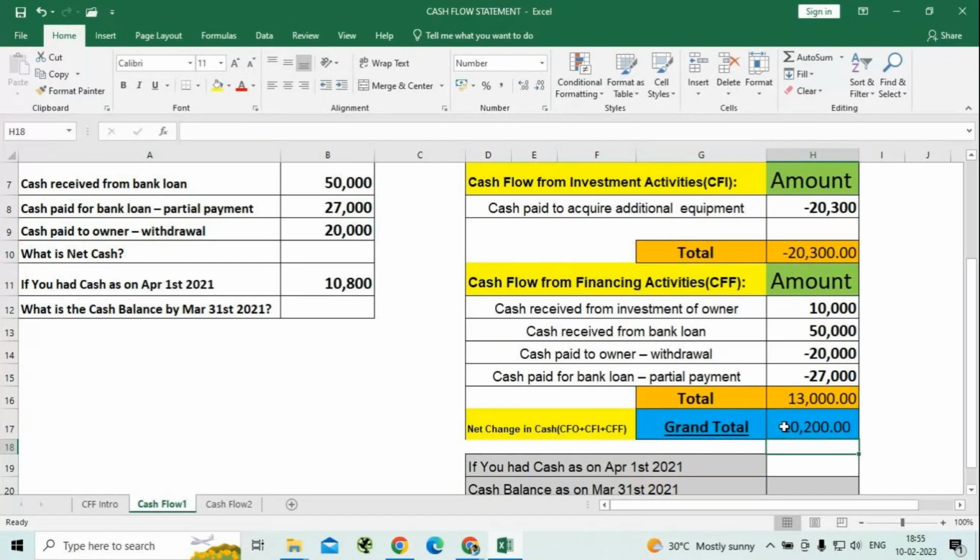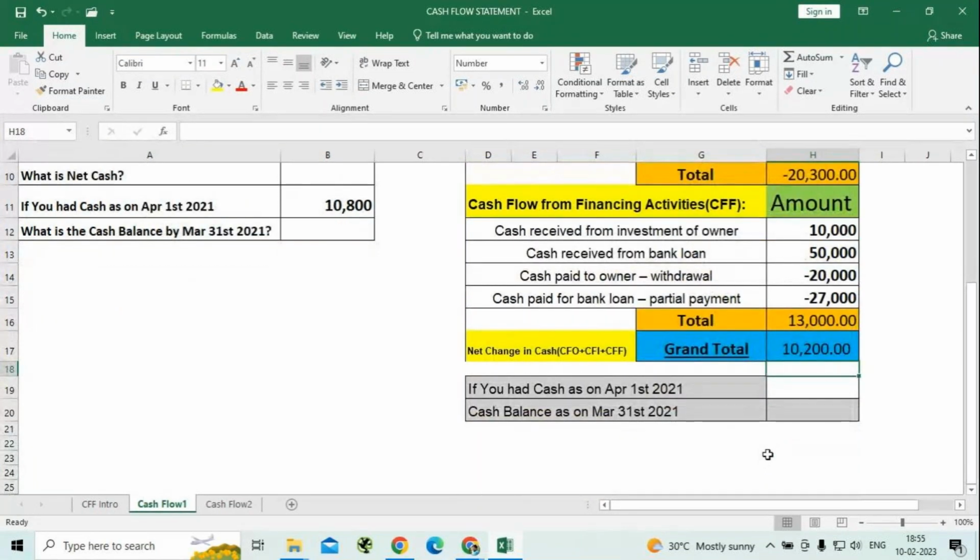So now here it also says that in case I have the opening balance of the cash, that is the last year's closing balance.